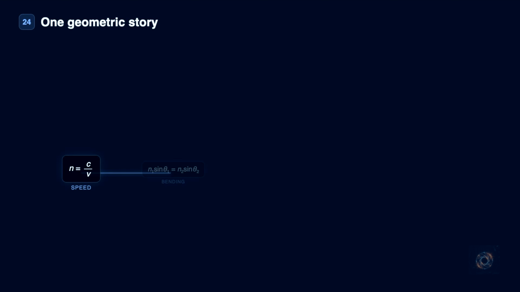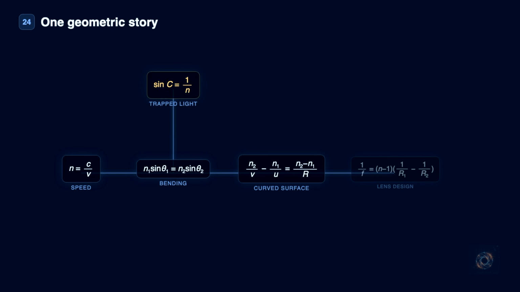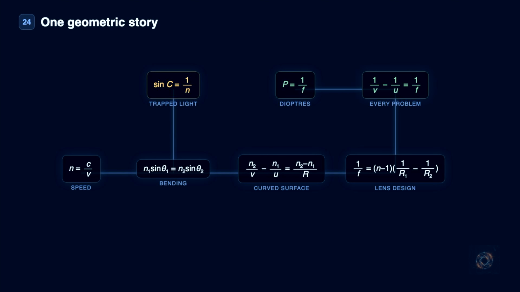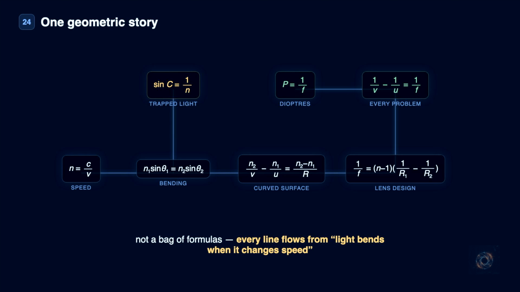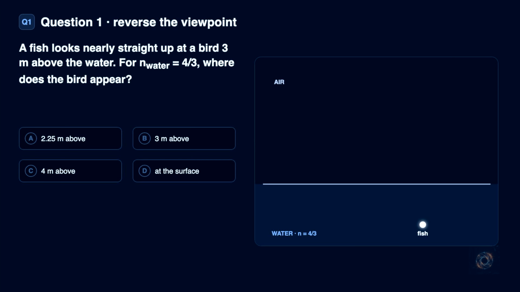Step back and look at the chain you just built. Refraction, Snell's law, total internal reflection, the spherical surface, the lens maker's formula, the lens equation, and power. Every one flowing from a single idea. Light bends when it changes speed. Before you go, 5 quick questions to see if this chapter really stuck.